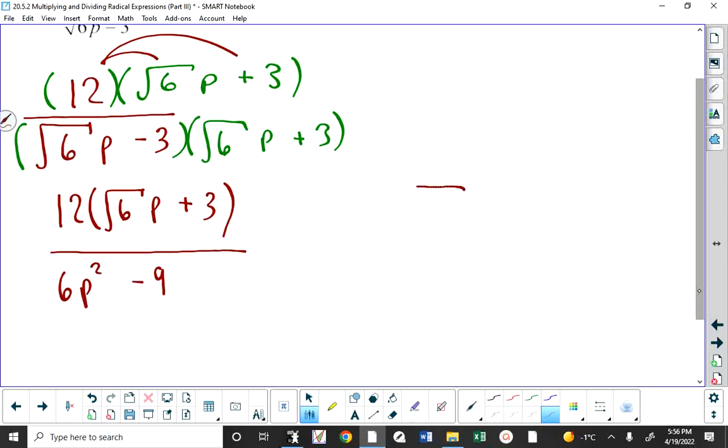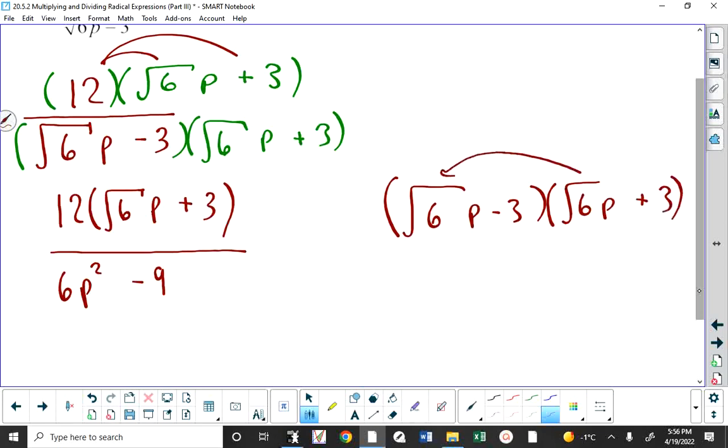Why is that? Because we're taking root 6p, well, I guess it's minus 3 first, times root 6p plus 3. So your first is the product of these, root 6 times root 6, and then p times p is p squared. Your last is negative 9. Now, I just mentioned a minute ago, sooner or later we're going to see a reason why you want to leave that 12 out in front, and we're going to see it right now.